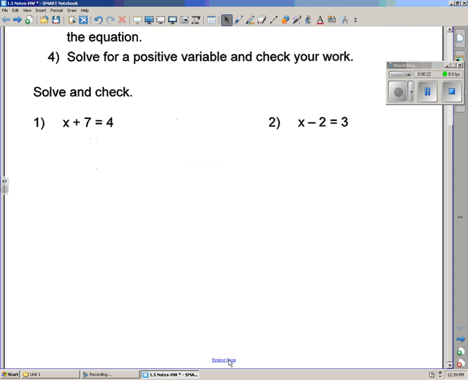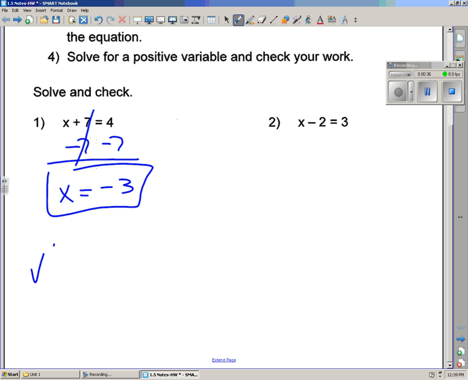So for example, in the first one, you've got the variable x, it's being added by 7. You undo adding by 7 with subtracting by 7 on both sides. The 7's cancel out because they're inverses of one another, and x equals -3. You can always check your work by going back in and plugging in -3 in for the x plus 7. Does that equal 4? And in fact, it does, so you know your answer is correct.